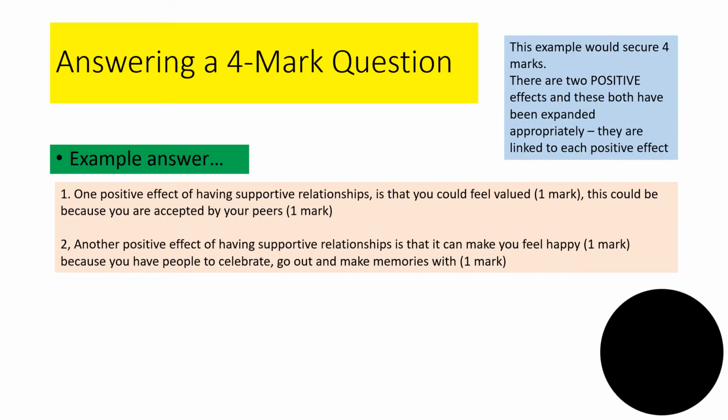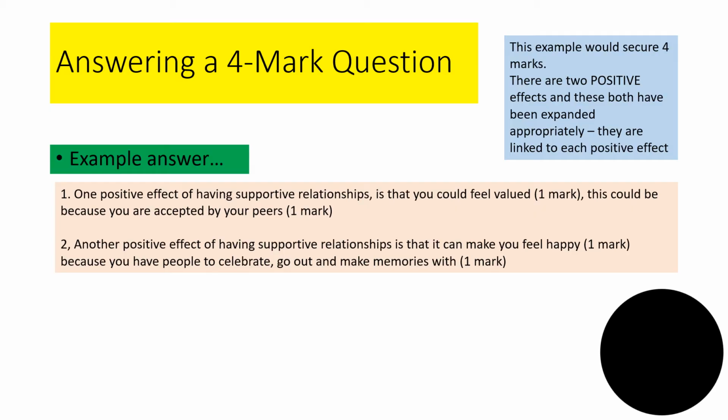Here is an example of answering a 4-mark question, the same one as on the previous slide. This example would secure 4 marks. There are 2 positive effects and both of these have been expanded appropriately and they are linked to the positive effect. For example, one positive effect of having a supportive relationship is that you could feel valued. This could be because you're accepted by your peers. So the positive effect has been stated and then it's been expanded and it links.